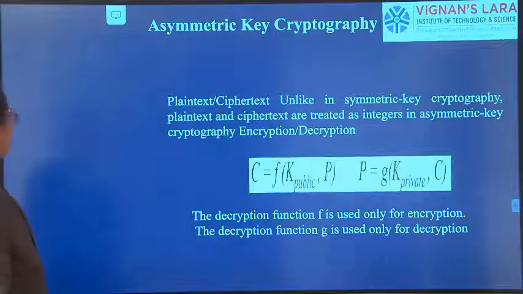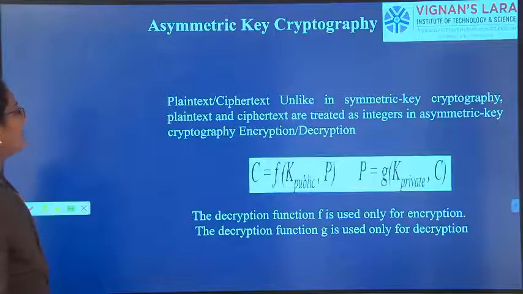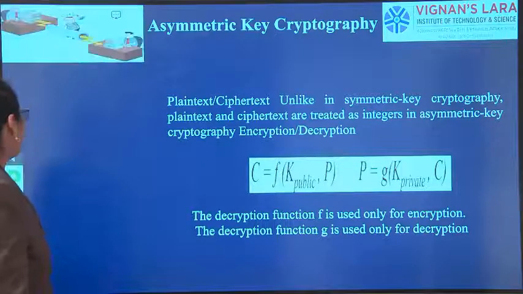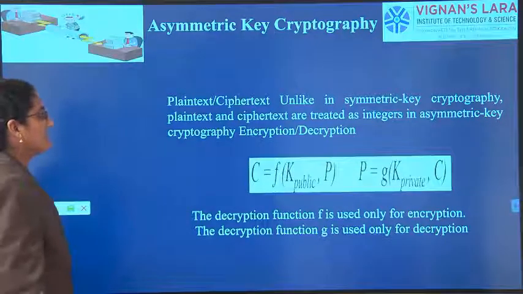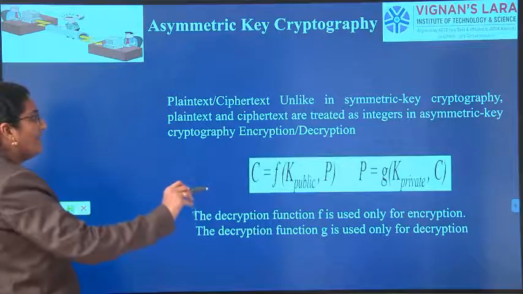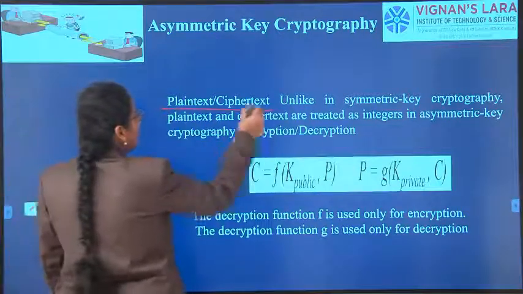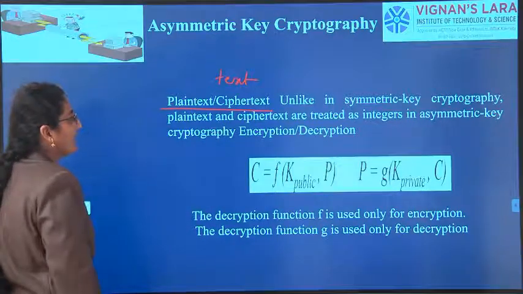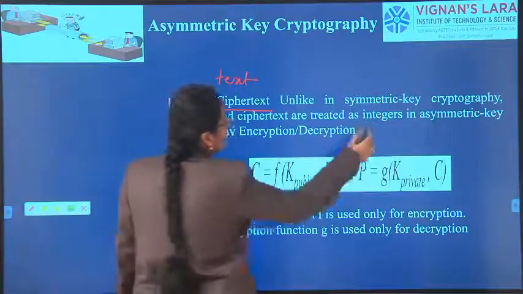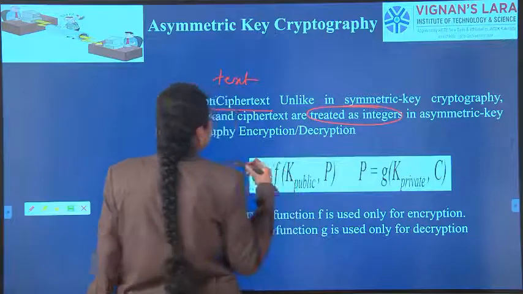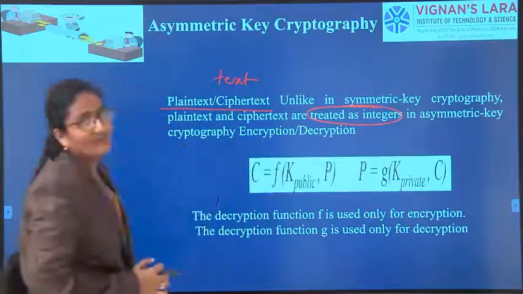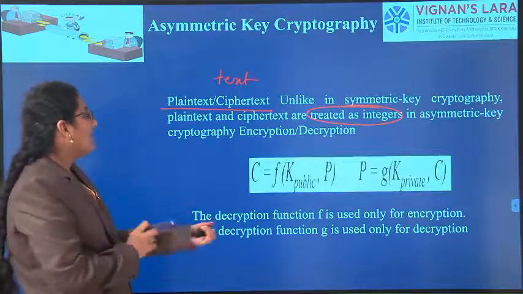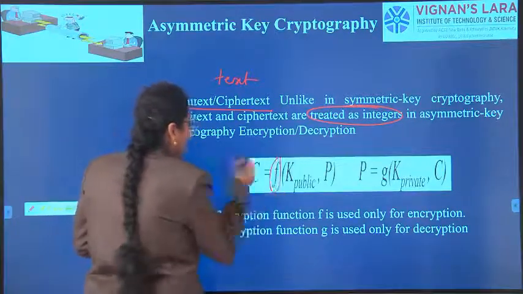So the next one, see how we can represent plain text and ciphertext in asymmetric encryption. In symmetric encryption, plain text and ciphertext is just text only. But in asymmetric encryption, plain text and ciphertext is treated as integers. You have to remember this point. So see here, F is a function.